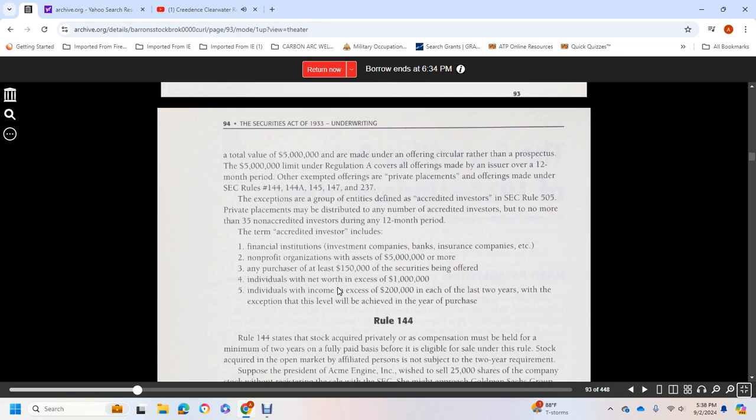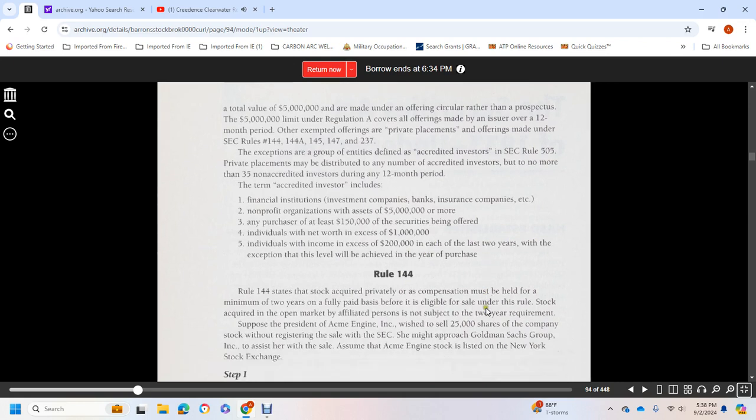The exemption applies to a group of entities defined as accredited investors. Under SEC Rule 505, a private placement may be distributed to any number of accredited investors but no more than 35 non-accredited investors during a 12-month period. The term accredited investor includes financial institutions, investment companies, banks, insurance companies, and nonprofit organizations with assets in excess of $5 million, and any purchaser of at least $150,000 of the securities being offered. It also includes individuals with net worth in excess of $1 million, or individual income in excess of $200,000 in each of the last 2 years, with the expectation that this level will be achieved in the year of the purchase.